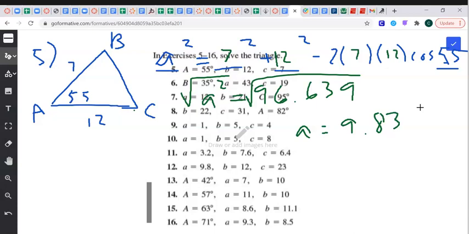Now, once we find that it's 9.83, I bet this works every time, so I bet we don't have to check anyway, but let me try it anyhow, just for kicks and giggles. 12 sine 55. Ooh, that's 9.83.